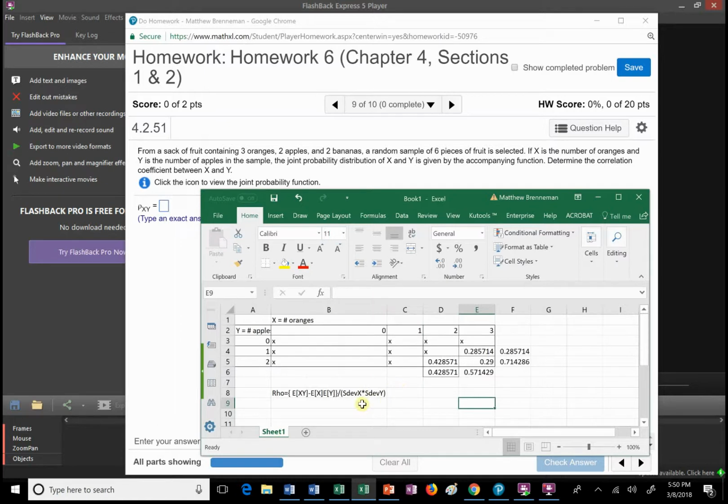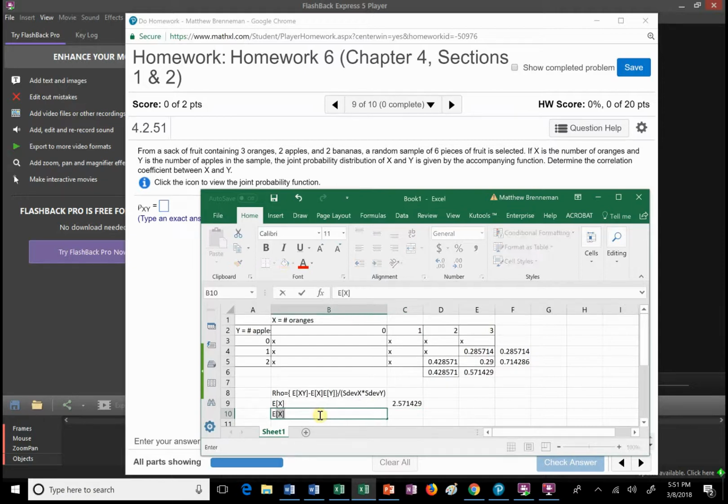So I can get the expected value of x quite easily. This is just going to be equal to the different values of x times the PMF. So it'll be 2 times the PMF of 2 plus 3 times this. So that's the expected value of x.